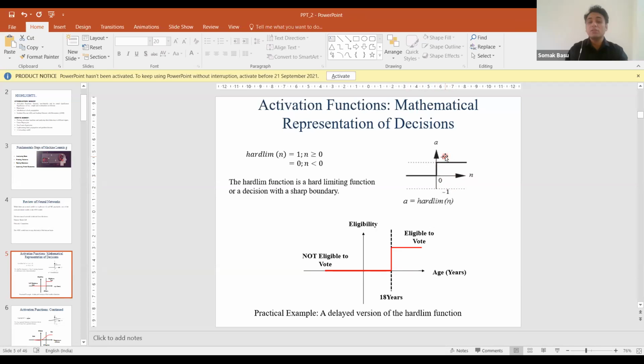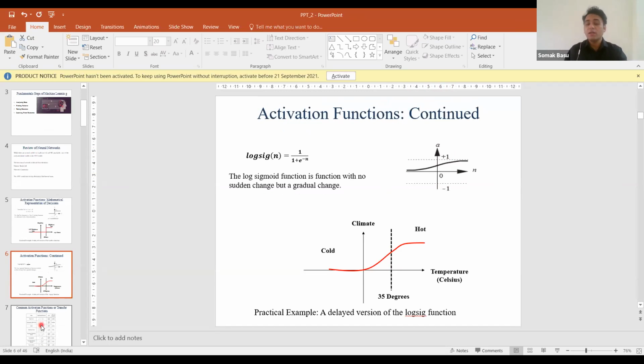...able to implement a sudden change in inputs, and correspondingly, it can produce a drastically different output. So this was the example of a hard limiting function. In the last class, we had seen the next example, the log sigmoid function.